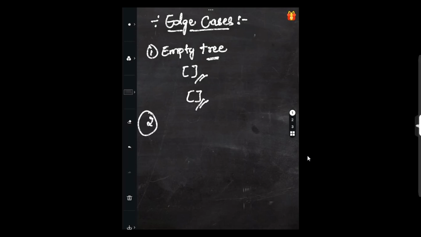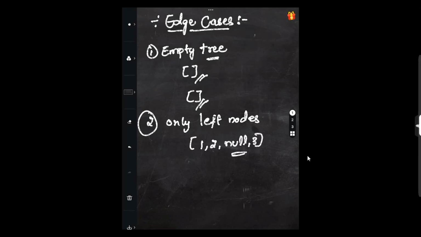Next, let's move on with the second edge case, nothing but only left nodes. Let me consider the input 1, 2, null and 3. I hope this is clear. So here only left children exist.